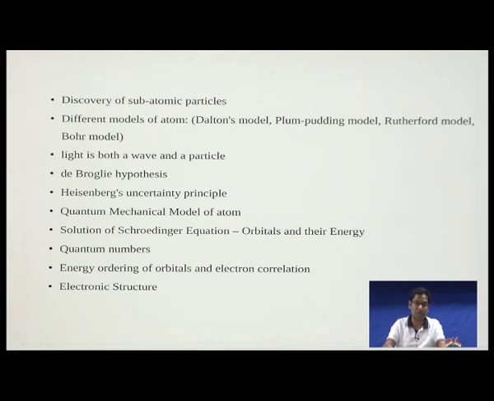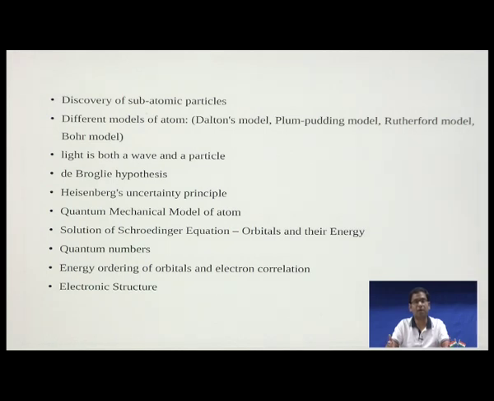Then there was Heisenberg's uncertainty principle, which said that for microscopic objects you cannot simultaneously determine their position and momentum. With these new fundamental rules, the quantum mechanical model was formulated, and we did that for an atom, and in principle we can extend the quantum mechanical model to any larger molecular system. We solved the quantum mechanical model in terms of the Schrodinger equation, and the solution of the Schrodinger equation gave us the orbitals and their energies.